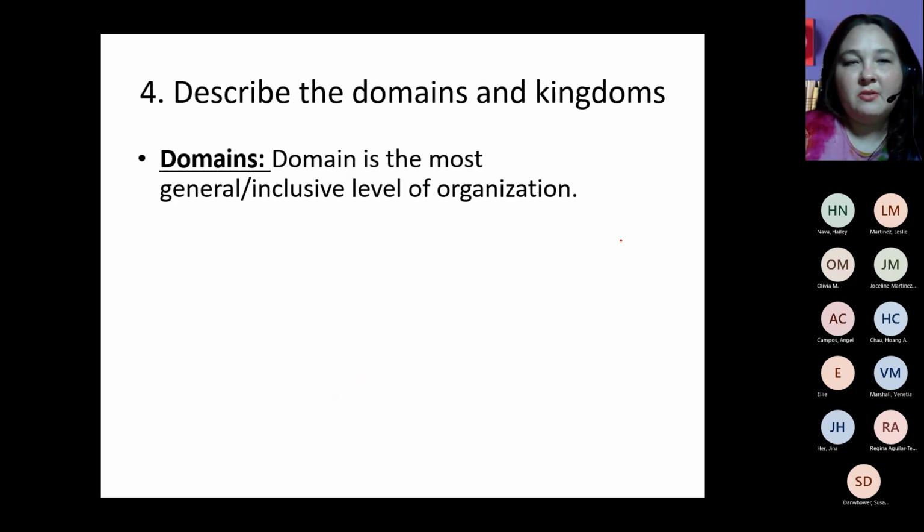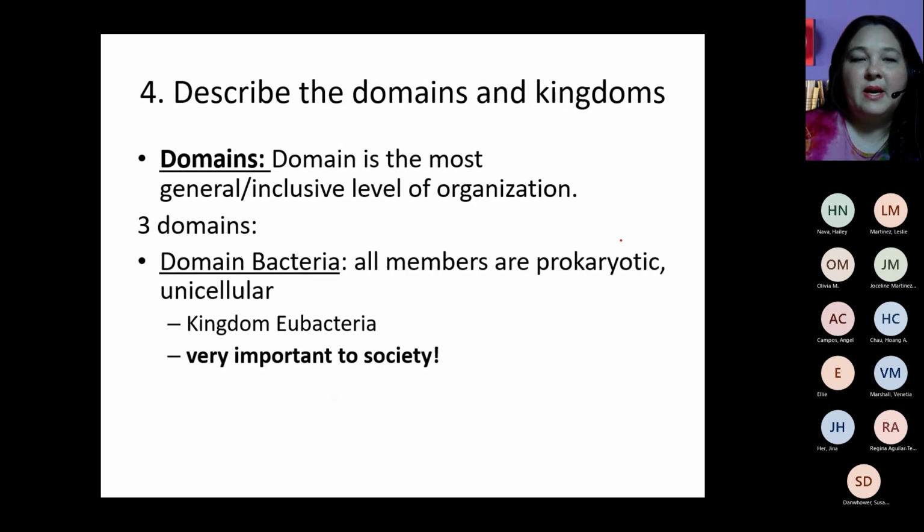The domain is the most general or most inclusive level of organization. There are only three domains: bacteria, archaea, and eukarya. Domain bacteria, all the members are prokaryotic and they are all unicellular. There's many kingdoms, but you only need to know one, which is kingdom Eubacteria.